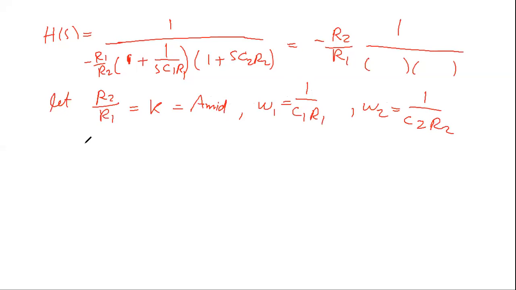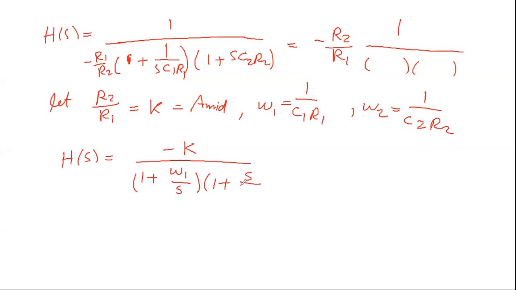So this transfer function could be simplified as H of S equals minus K divided by 1 plus omega 1 over S times 1 plus S over omega 2. Is that correct? Please let me know if I'm missing something.